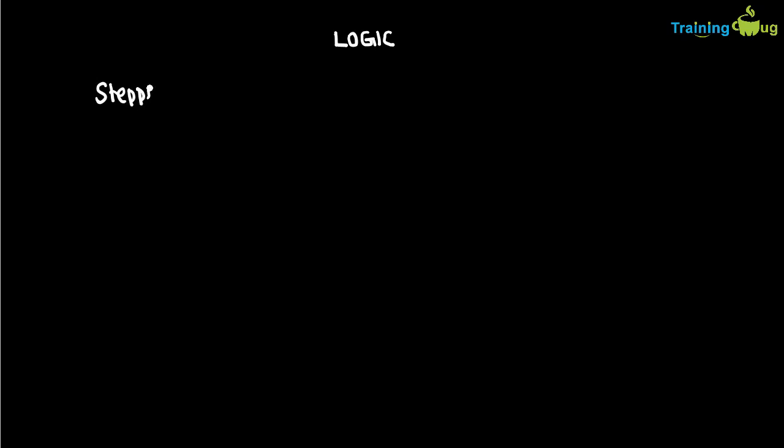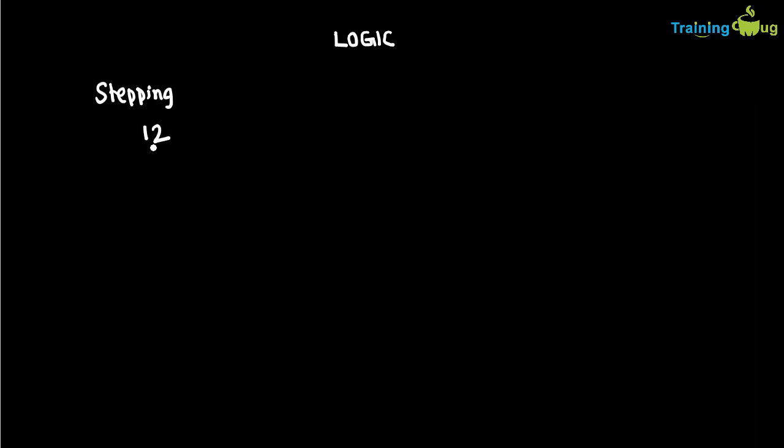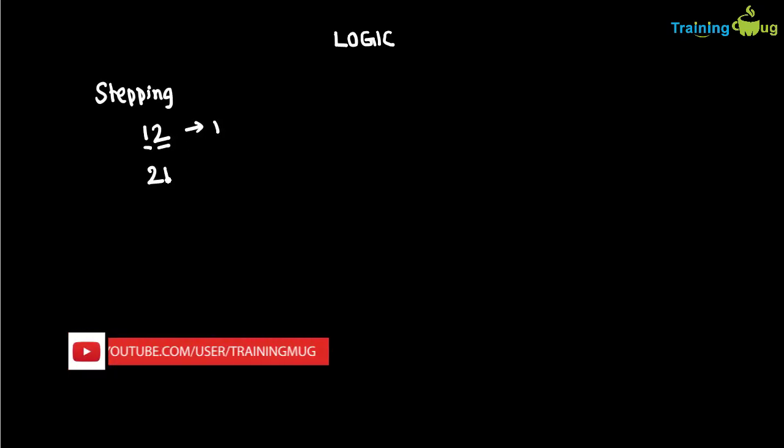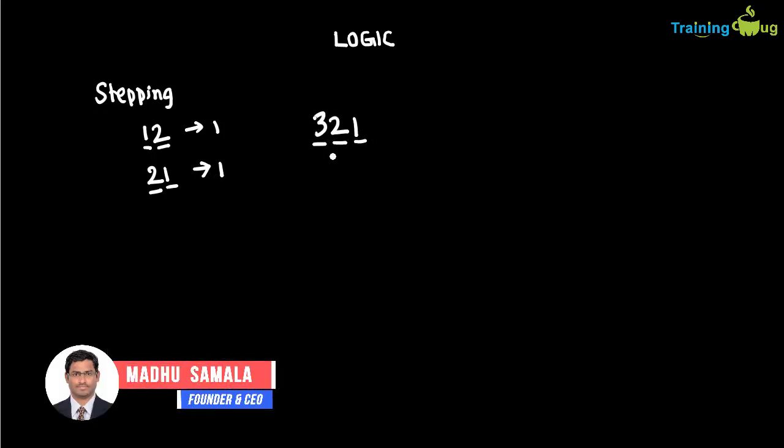A stepping number is a number in which the absolute difference between adjacent digits is 1. Example: if you take the digits 1, 2, the difference is 1. Similarly, for 2, 1, the absolute difference is 1. Take any number, for example 321: the absolute difference of each pair of its digits should be 1. Between 3 and 2 the difference is 1, and between 2 and 1 the difference is 1. So all adjacent digits should have an absolute difference of 1.